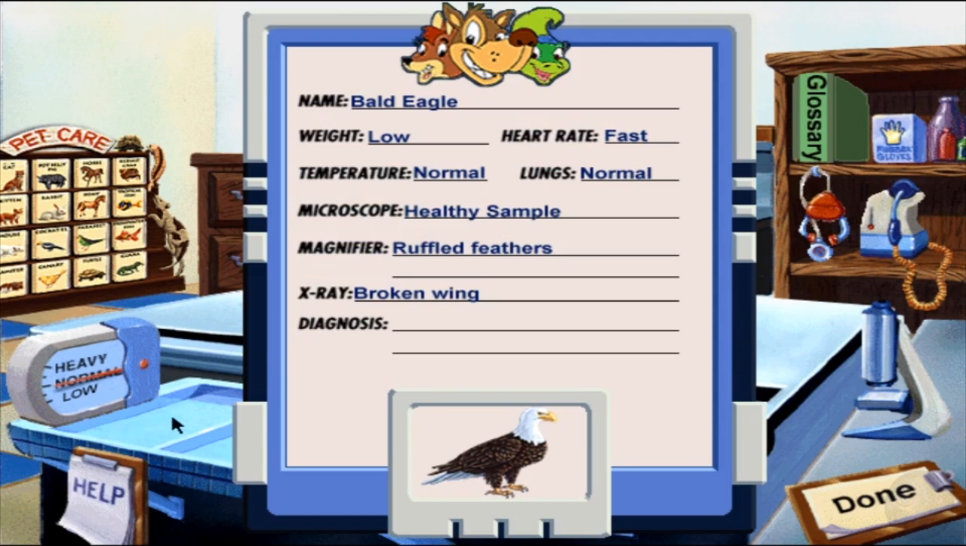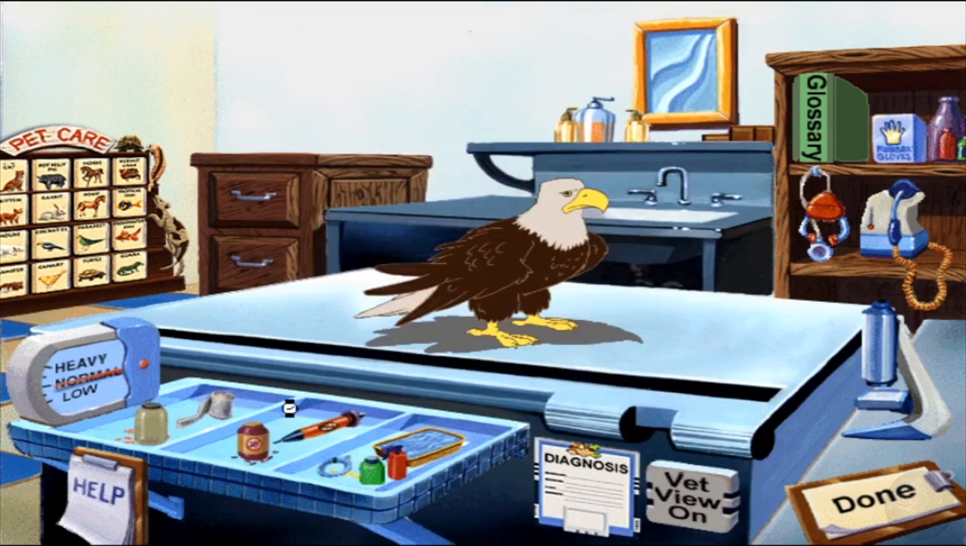The microscope reveals a normal feather, but the magnifying glass shows ruffled feathers. The X-ray is the most important reading. It shows a fractured wing. The bald eagle suffers from a broken wing. Now that we know what the problem is, wing bandage, pain pills.